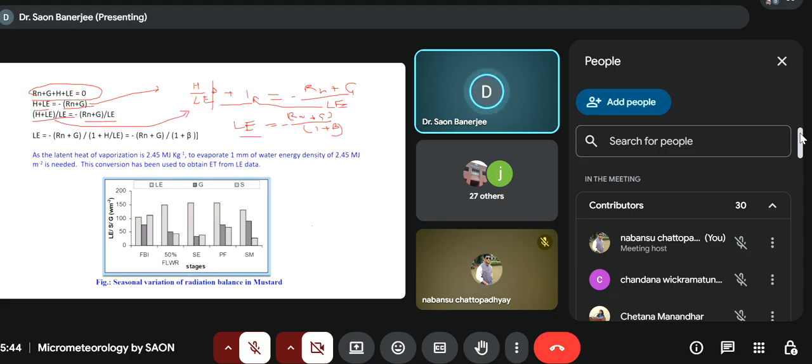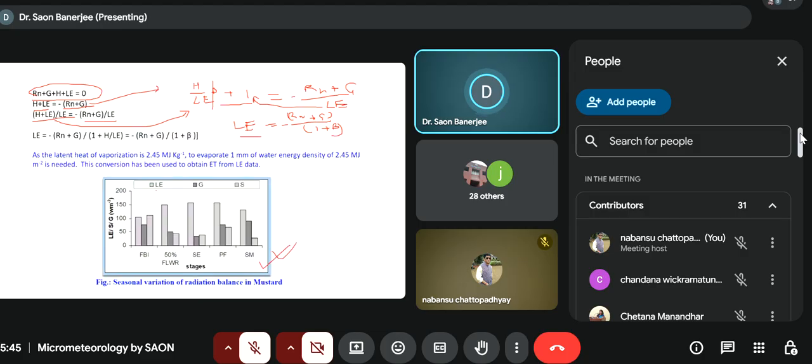You can measure the soil temperature, and with the help of Fourier's law you can measure the soil heat flux, and the sensible heat flux you get by simply subtracting all the others. So Rn equals LE plus S plus G; LE, S, G, all will be given at different phenophases. So how will this be helpful for you?